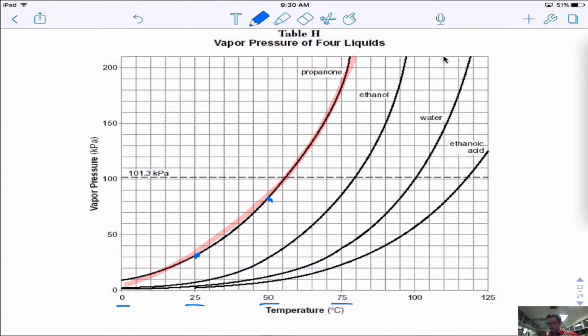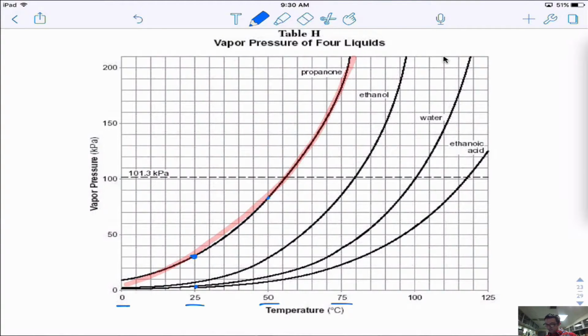If I do it for another substance, so now we compare, let's erase these points here. So now let's say that I was going to compare propanone at 25, and I was going to compare water and see what it has the same vapor pressure. So I can see that if I want to see propanone at 25 and I want to see water, let's compare the same temperature first, different vapor pressure.